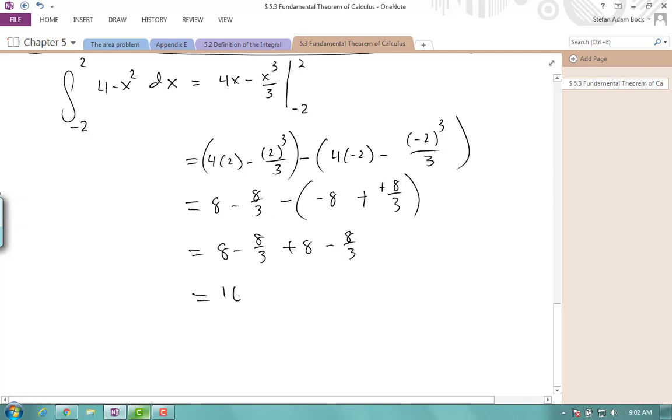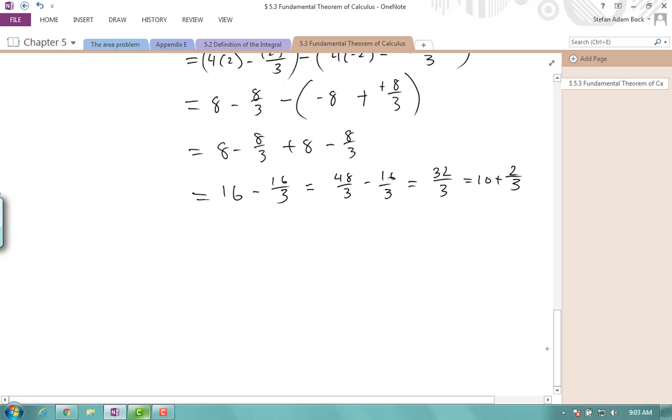which is 16 minus 16 thirds, which, as I recall, is the same thing we got at the end of all that work with the Riemann sums and the limit. So this is 48 over 3 minus 16 over 3, which is 32 over 3, which is the same thing as 10 plus 2 thirds. Huge time saver. But the evaluation theorem actually gives us a very nice way to solve fundamental theorem of calculus problems. It actually gives us a much more general way to do them too.